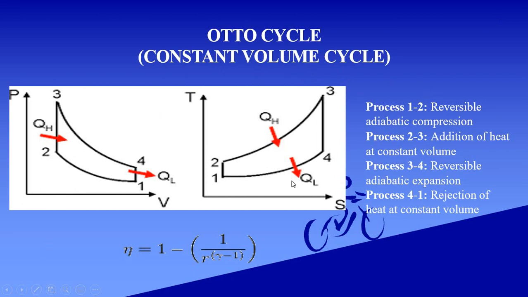So if you see the PV and TS diagram, process 1 to 2 is a reversible adiabatic compression, and 2 to 3 is constant volume heat addition, then 3 to 4 is reversible adiabatic expansion, and 4 to 1 is constant volume heat rejection. So 1 to 2 you can see it is an adiabatic process. When you look at the temperature entropy diagram, the entropy remains constant during this 1 to 2 process, that is the reversible adiabatic compression process. So you can see that the entropy remains constant in this TS diagram.